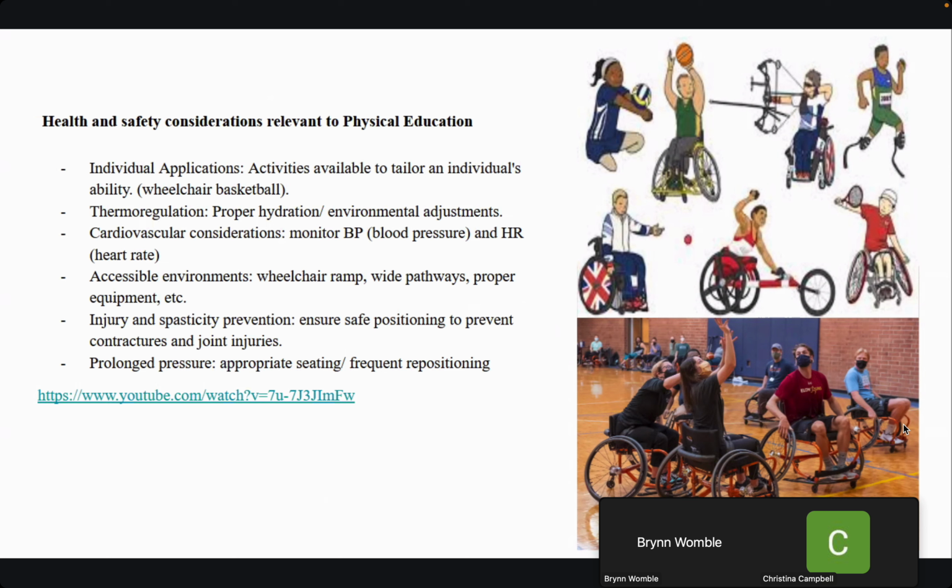Very importantly, there should be accessible environments. Facilities should have ramps, wide pathways, and adapted equipment to ensure accessibility and inclusivity. Injury and spasticity prevention should also be implemented. Stretching and controlled movement exercises can help manage spasticity. Professionals should ensure safe positioning to prevent contractures and joint injuries. Finally, since individuals with spinal cord disabilities have reduced sensation, prolonged pressure on certain body areas can cause sores. Frequent repositioning and appropriate seating are very crucial.